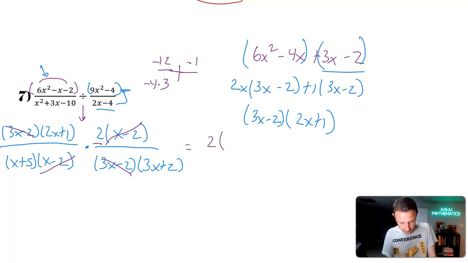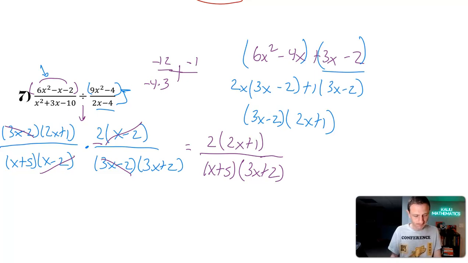So that's going to be 2 times 2x plus 1 over x plus 5 times 3x plus 2. There it is. All right, not a bad problem. Just know your factoring. It's really what it comes down to.